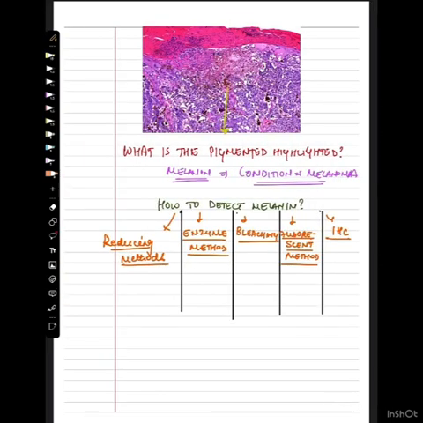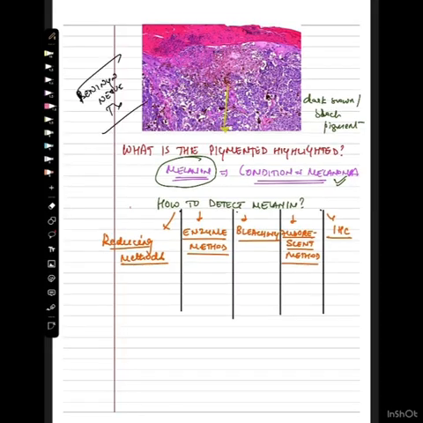So, as you can see here, there is a very dark brown or black pigment that is highlighted here. What is this black pigment which is highlighted? This black pigment is nothing but melanin, and the condition that I am talking about is melanoma.